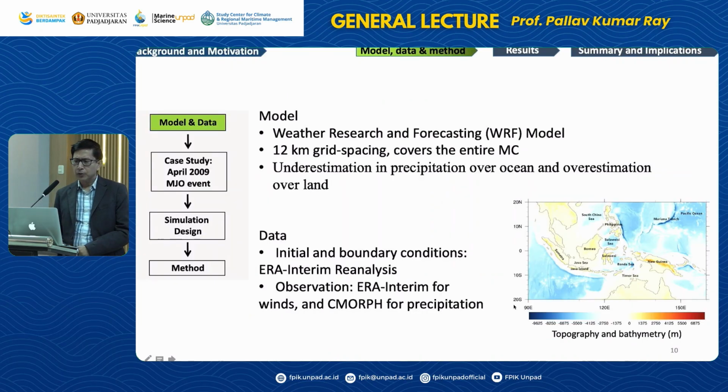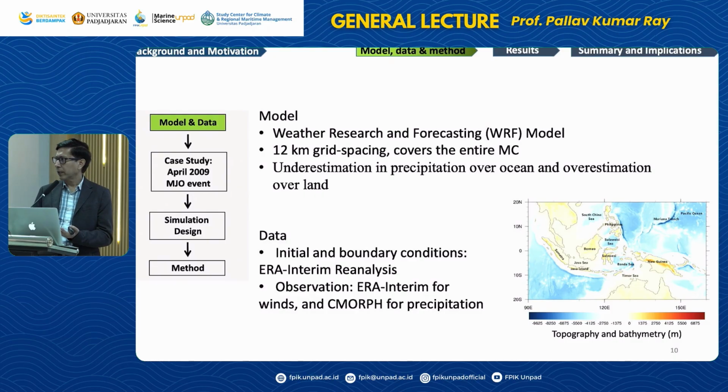So obviously we can do this only using numerical modeling. I'm using a very popular model in the meteorology community, the Weather Research and Forecasting model. I'm using 12-kilometer grid spacing. This may be a little bit coarse, but it's good enough to separate the land and sea. So I think for our purpose, 12 kilometers is actually quite a decent resolution.